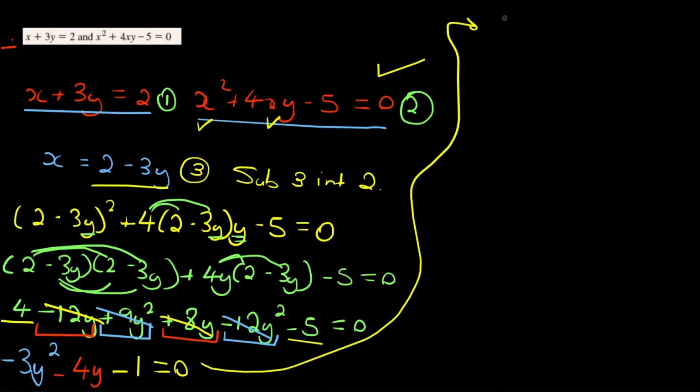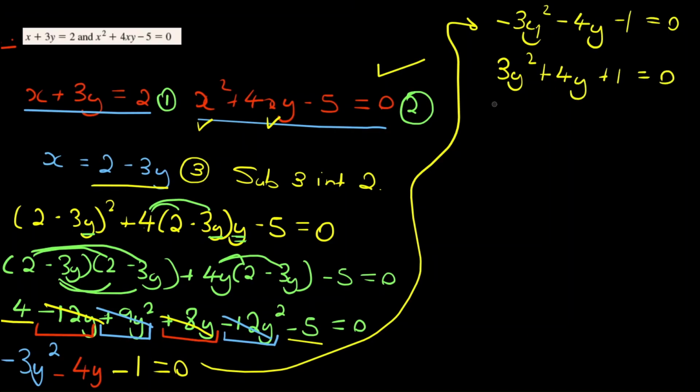over there. So we have negative 3y minus 4y minus 1 equals to 0. We can multiply it throughout by negative. We have negative 3y plus 4y plus 1 is equal to 0.